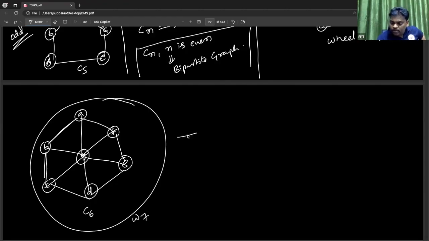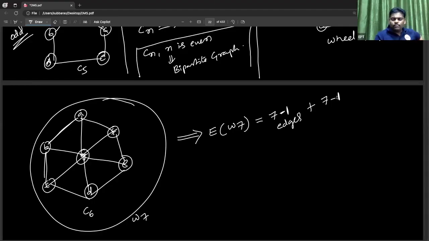Now listen, very interesting answer. W7 is derived from C6. Number of edges in W7 is equal to... C6 contains how many edges? 6 edges. And for the inside vertex, the new vertex is adjacent to all other vertices: 7 minus 1, one more 6.